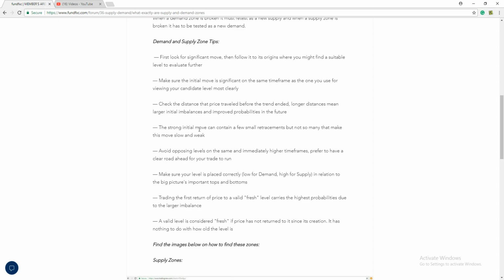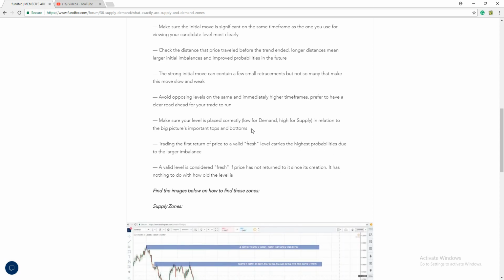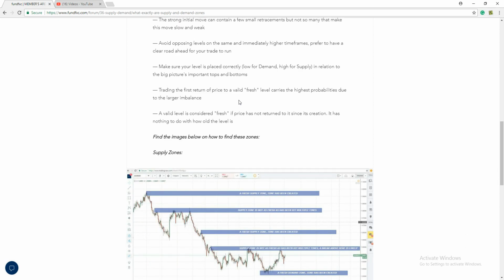The stronger initial move can contain a few small retracements, but not so many that they make the move slow or weak. Avoid opposing levels in the same and immediately higher time frames. Prefer to have a clear road ahead for you to trade on. Make sure your level is placed correctly, low for demand and high for supply, in relation to the big picture's important tops and bottoms. Trading the first return to a valid level carries the highest probabilities due to a larger imbalance. A valid level is considered fresh if price has not returned to it since its creation. It has nothing to do with how old the level is.